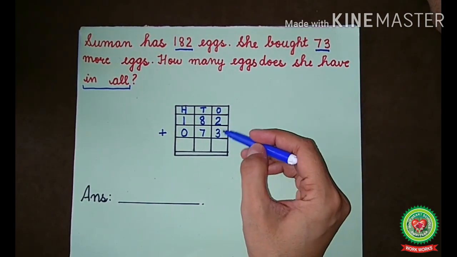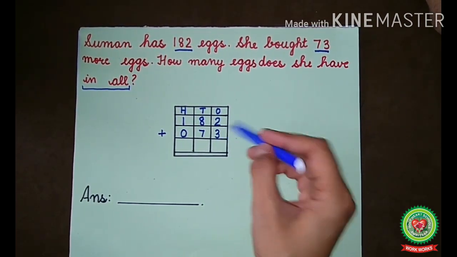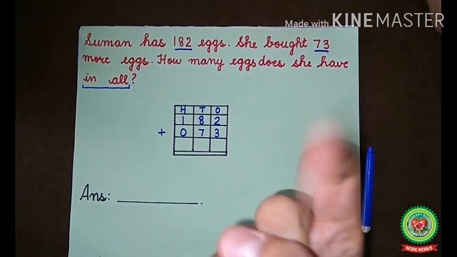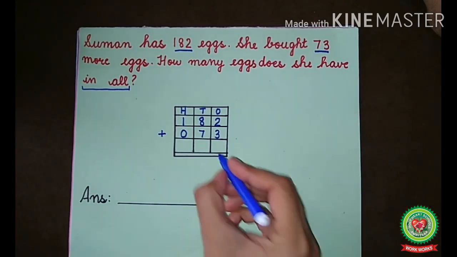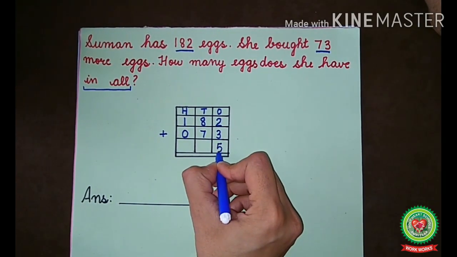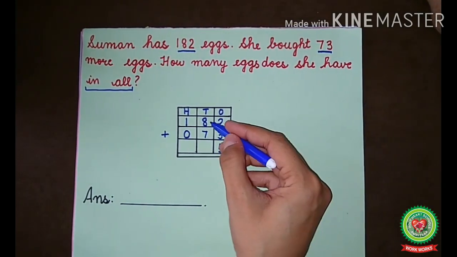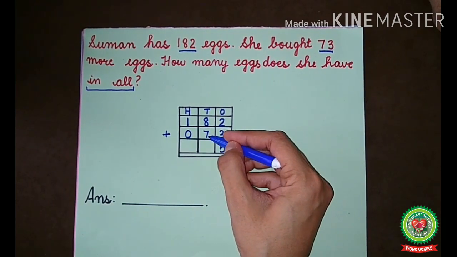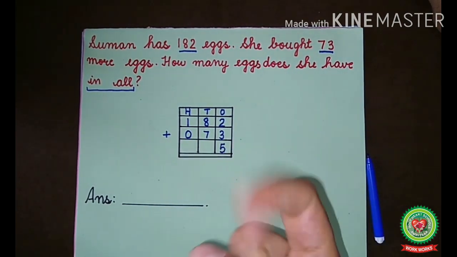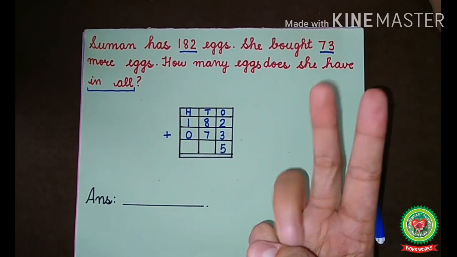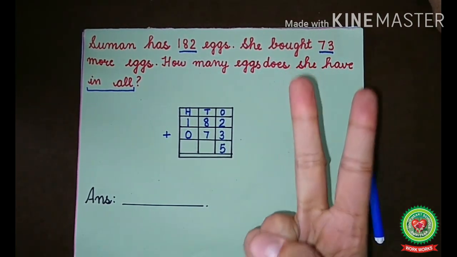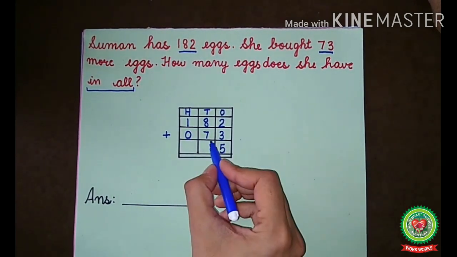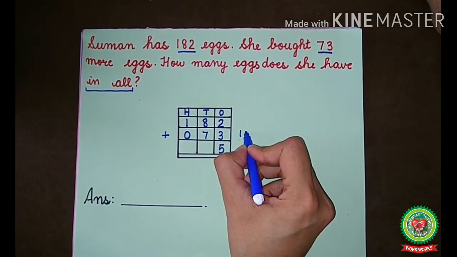Now we will start adding. 2 plus 3. After 2 we have to count 3 more. After 2: 3, 4, 5. What comes? 5. Now we have to count after 8. We have to count 7 more. After 8: 9, 10, 11, 12, 13, 14, 15. So what comes? 15. It is a 2 digit number, so we will write it here.